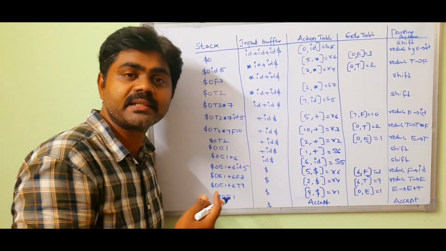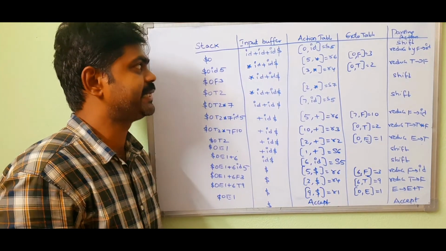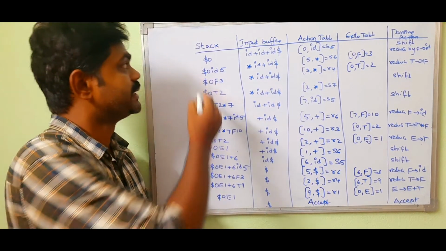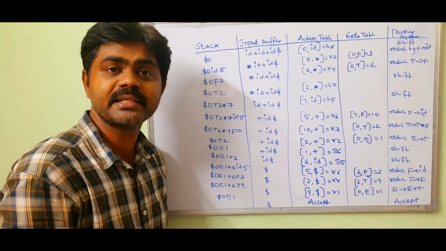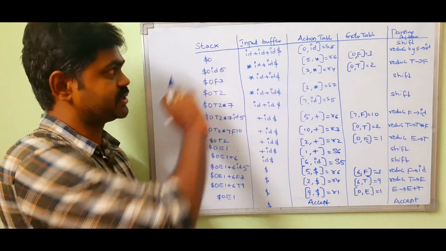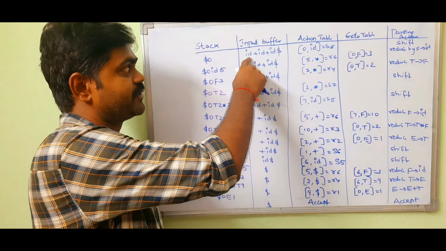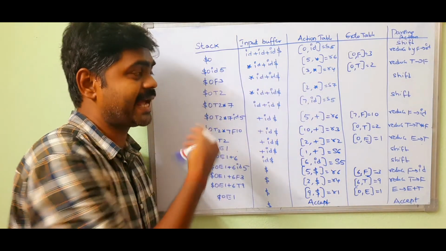So this is our parsing of the input. This is my input: id plus id star id dollar. I will start with the stack, that is $0. Why? Because my starting state is I0, right? So 0 comma, the first input is id, so 0 comma id in the action table.